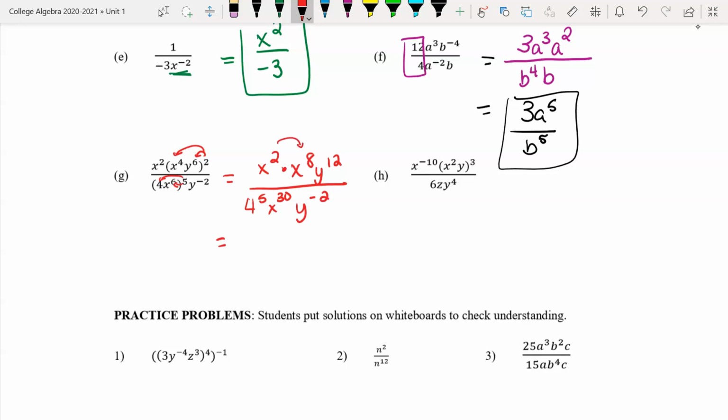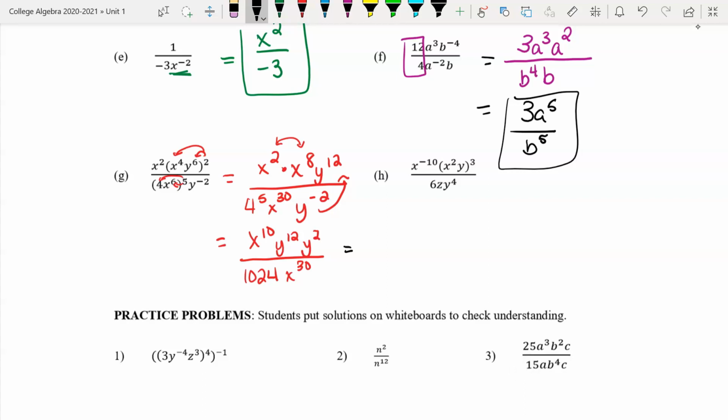All right, so on top, I can combine those. That's x to the 10th, y to the 12th. I'm going to move this negative second up top, make it y squared. 4 to the 5th is 1024, and I have x to the 30th.